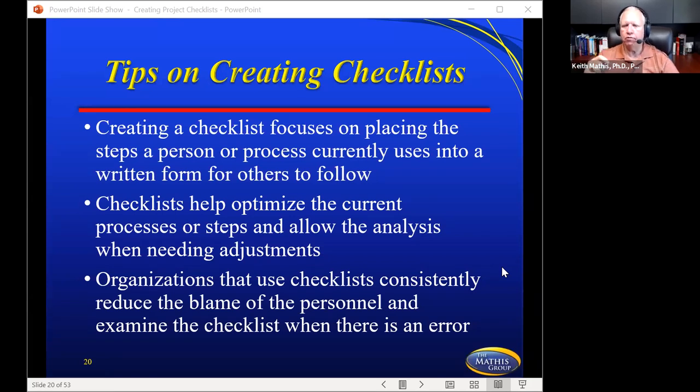So if this process is not right, if it's got downtime that shouldn't be there, if it's got busy work, and you guys know what I'm talking about, you look at processes all the time.